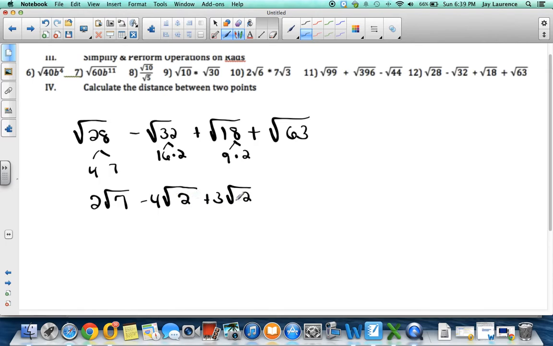Ooh, got some like terms there. Okay, and here I'm going to have 9 times 7. So that's going to be a plus of 3 rad 7. Oops, not a 3 rad 3, a 3 rad 7.